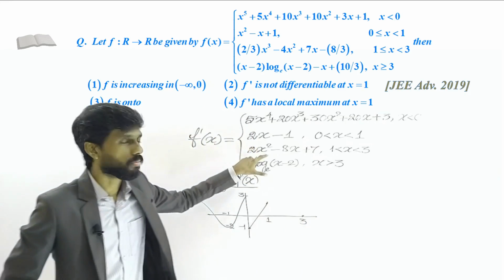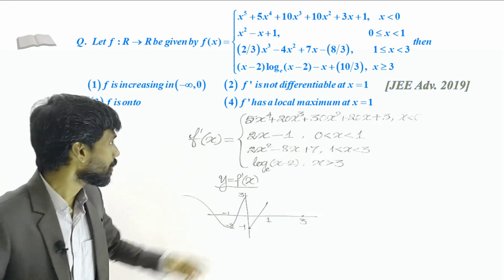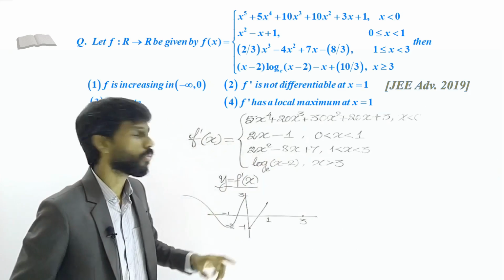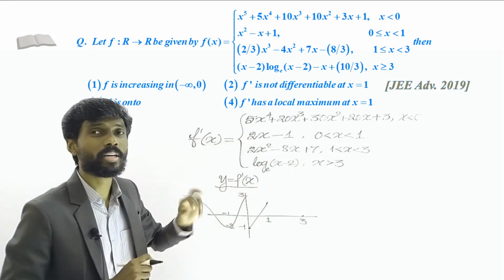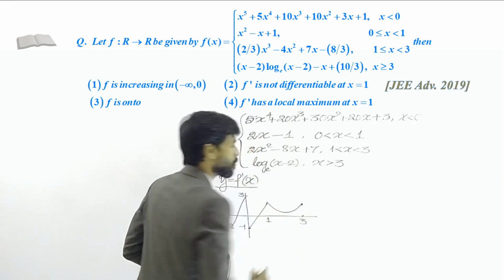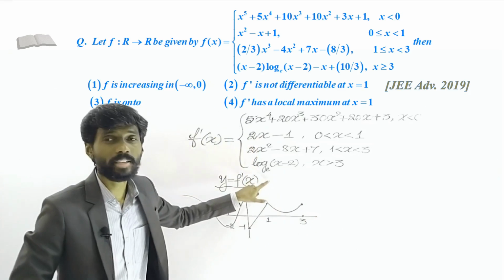Now, where is this function minimum? Let us find the derivative of this. This is 4x minus 8. Equate that to 0, we'll get x equal to 2. 2 is the point at which the function attains minimum value. So that means the graph will be something like this. Okay, so this is the graph. It's a quadratic curve, so a parabola.